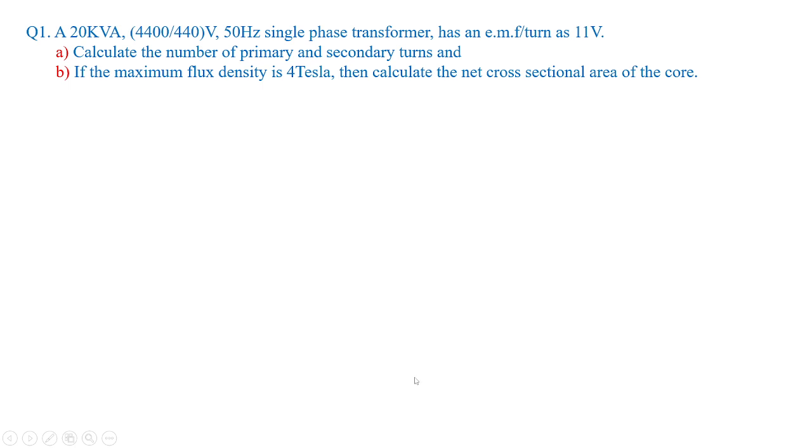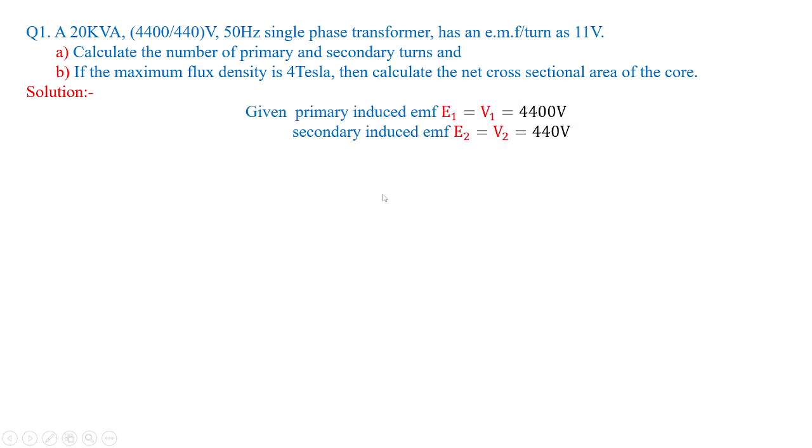Let us see, based upon the EMF equation, how the questions are framed. In question 1, you can see a 20 kilovolt amperes, 4400 by 440 volts, 50 hertz single phase transformer has an EMF per turn of 11 volts. We need to calculate the number of primary and secondary turns, and if the flux density is 4 Tesla, then calculate the net cross sectional area of the core.